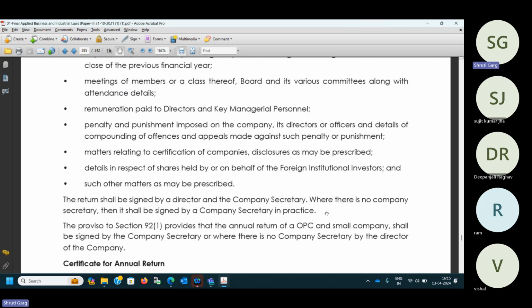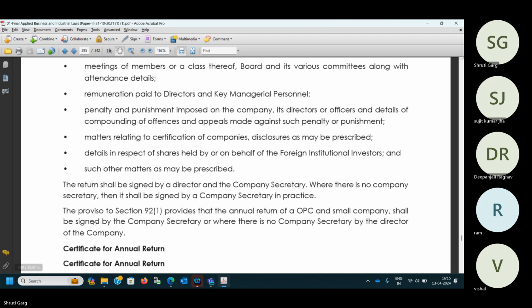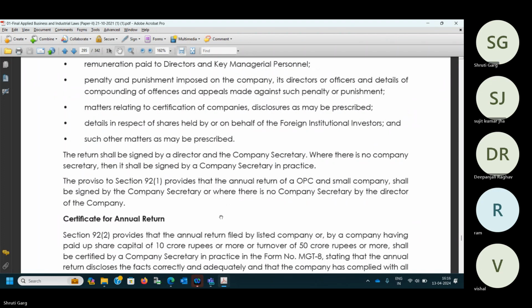Highlight this line. This may come into your exam. The proviso of section 92(1) provides that the annual return of an OPC and a small company, OPC, one-person company, we have already studied, shall be signed by the company secretary, and where there is no company secretary, then by the director of the company. Clear? It means for an OPC and a small company, there is no need for certification from a company secretary in practice. Only a director can sign its annual return and file with the Registrar of Companies. Clear?